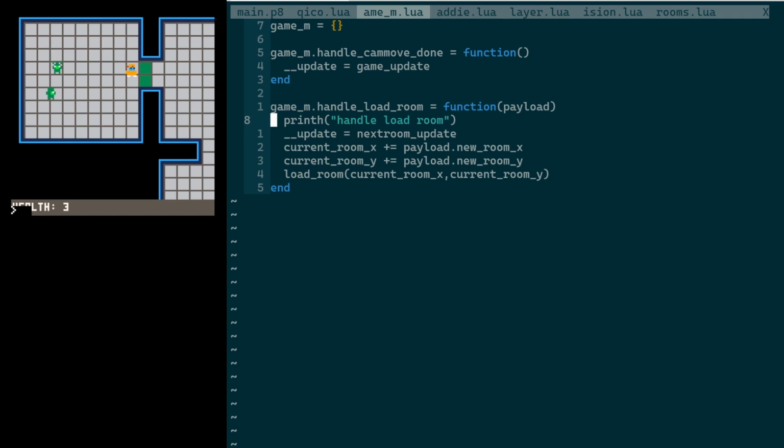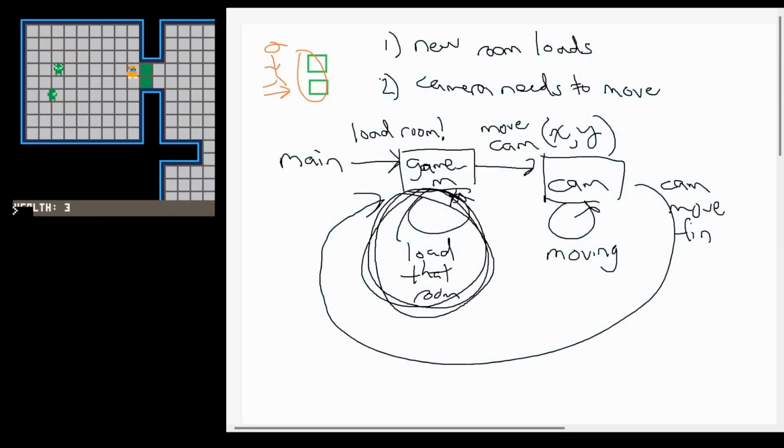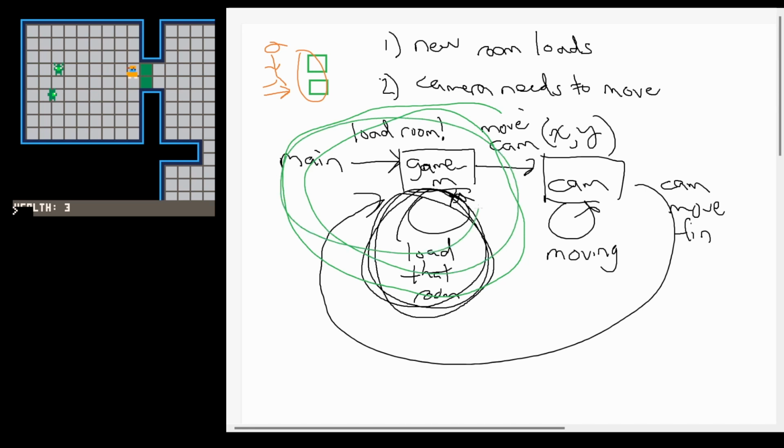Okay, that seems to have worked. So the world is stopped, and the new room is being loaded. And so we've done this part. Let me use a different color. We've done this bit. But right now, the camera isn't moving because we haven't told the camera to move yet. So we need to set another event that the camera will subscribe to so that it does its movement thing. Let me do that now.